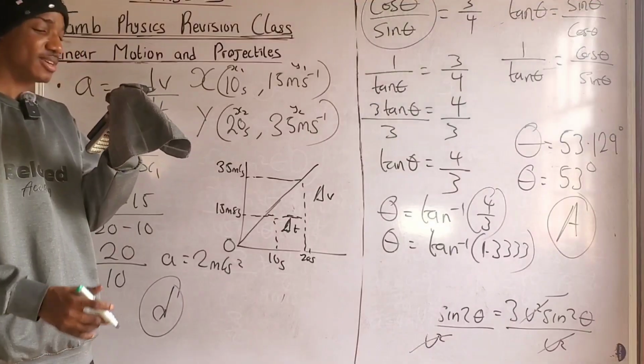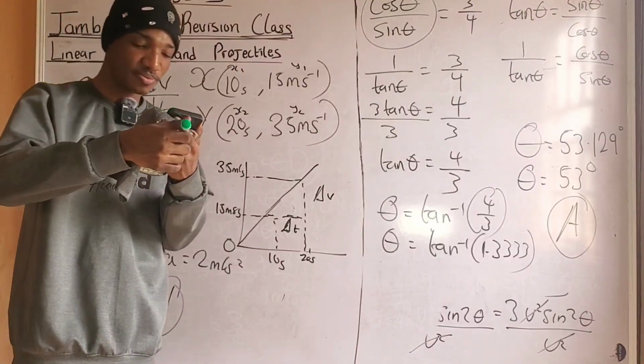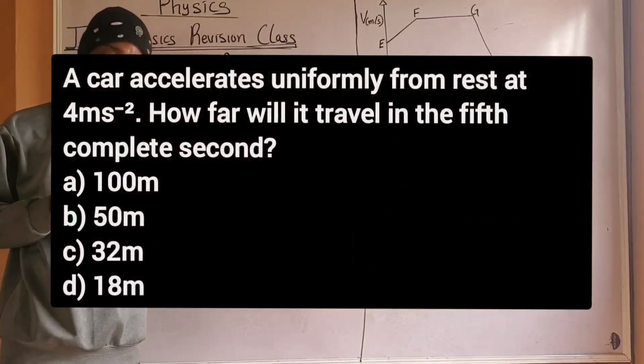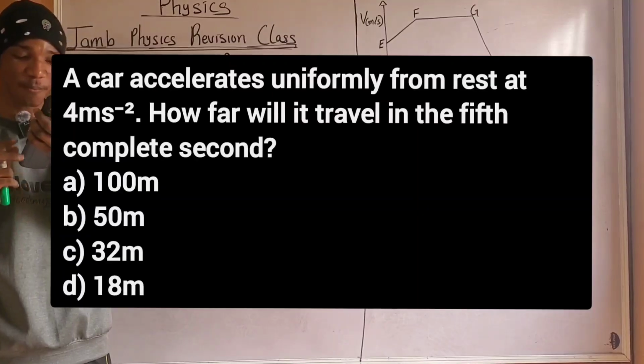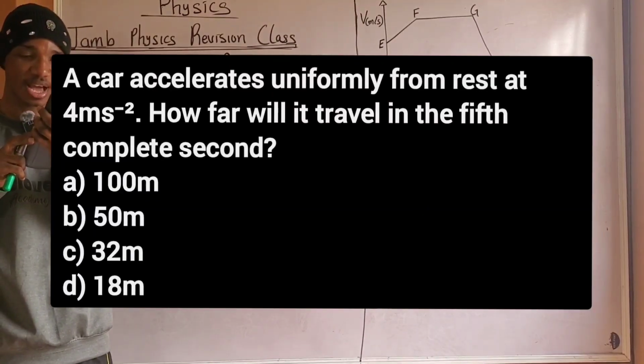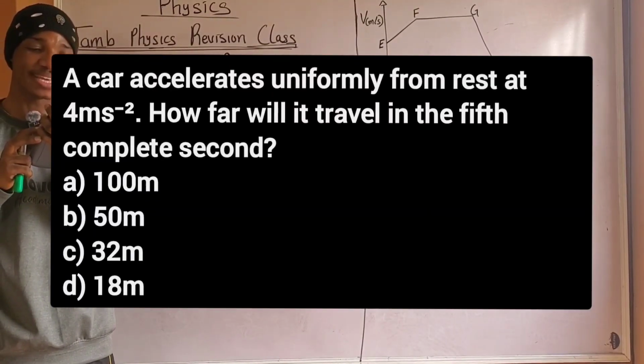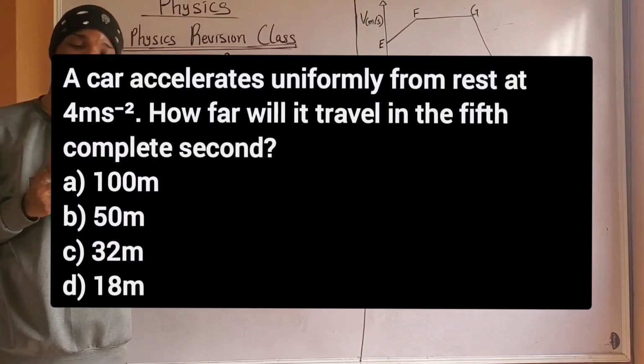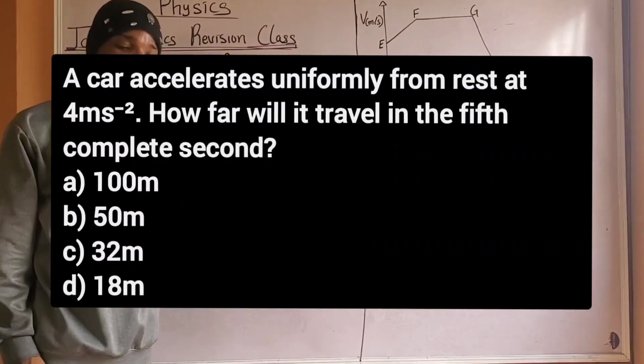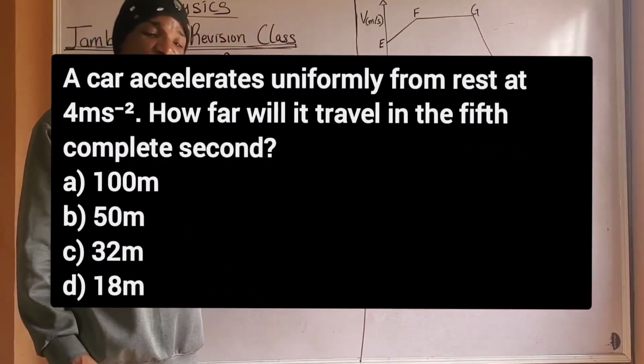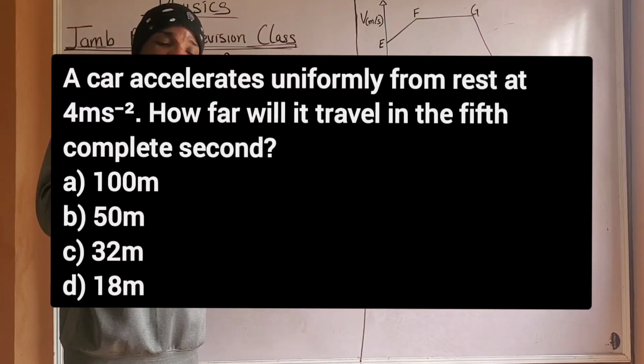Okay? Let us proceed to the next question. A car accelerates uniformly from rest at 4 meter per second squared. How far will it travel in the 5th complete second? A, 100 meter, B, 50 meter, C, 32 meter, D, 18 meter.